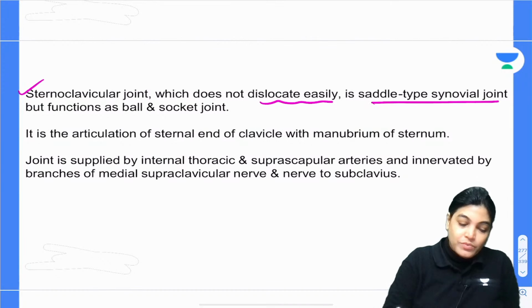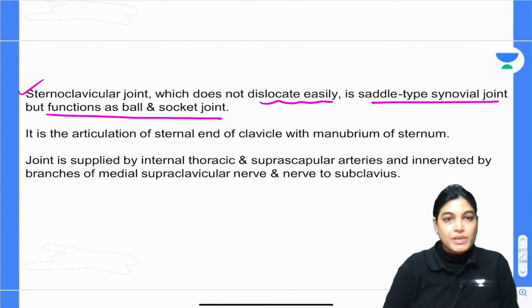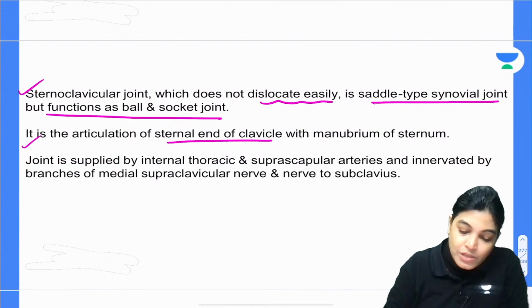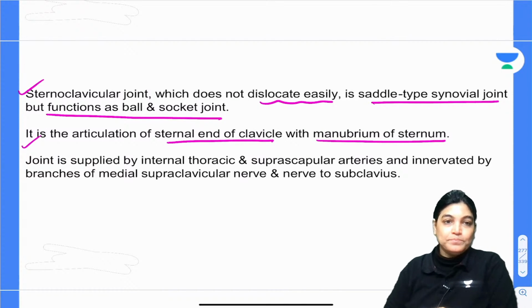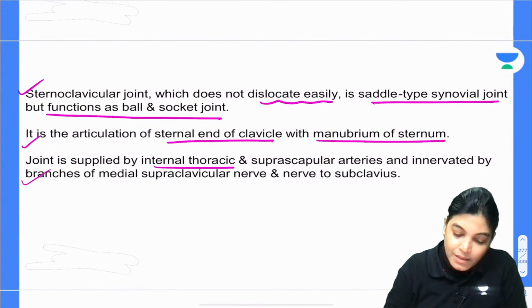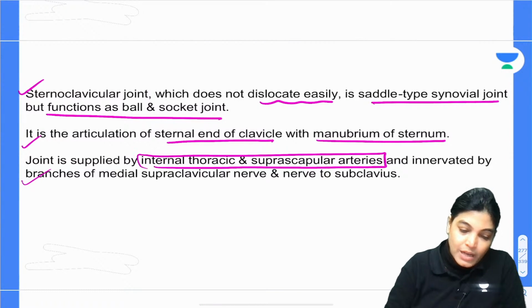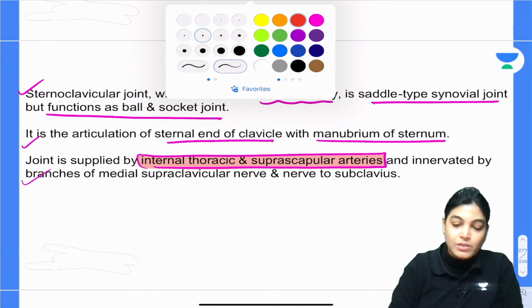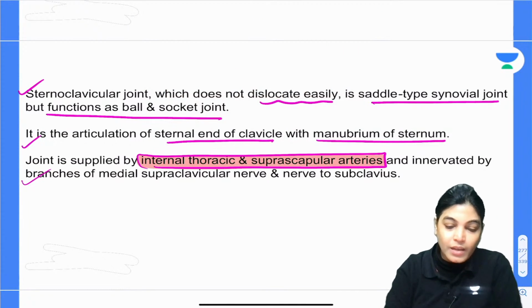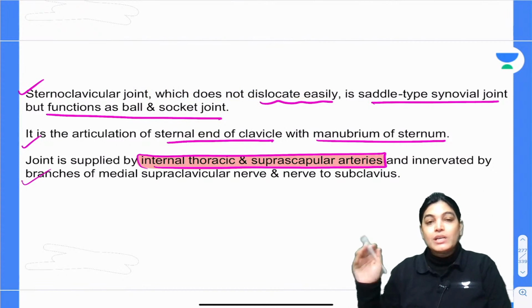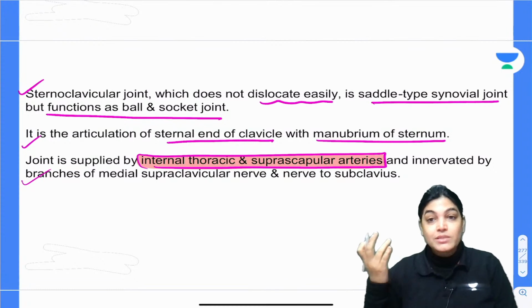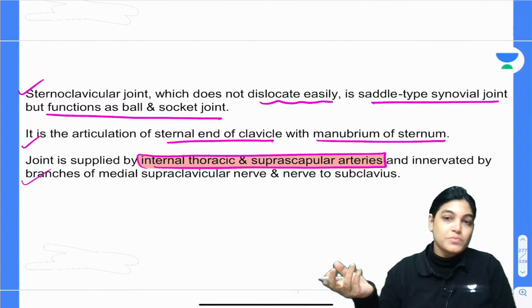It is a saddle type of synovial joint but functions as a ball and socket type. The articulation is not with the body of the sternum; it is between the sternal end of the clavicle and the manubrium sterni. The joint is supplied by the internal thoracic and suprascapular arteries. Please note down. The internal thoracic artery is a branch of the first part of the subclavian artery, and the suprascapular artery is a branch of the thyrocervical trunk, which is also a branch of the first part of the subclavian artery.